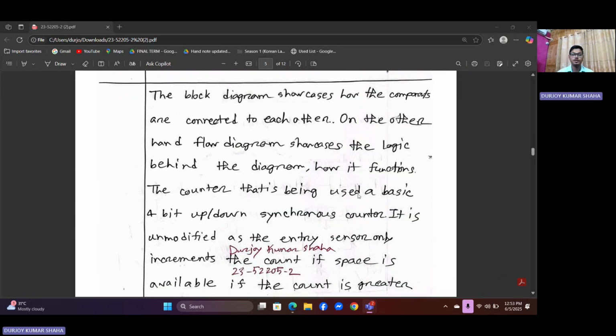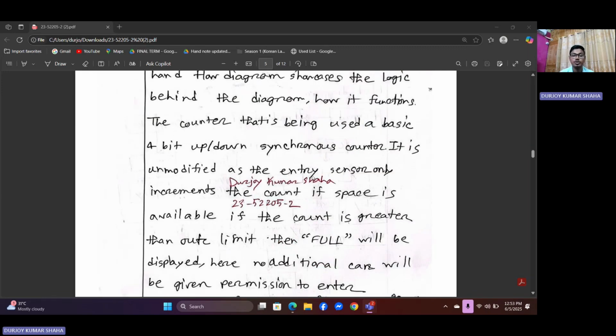This part of the explanation focuses on the technical functioning of our parking system using both the block diagram and circuit diagram. The block diagram shows how all the components are connected, like the keypad, sensor, counter, timer, and display unit. It gives us an overview of how the system is structured. The flow diagram, on the other hand, explains the logic behind the process, how the system responds when a car enters or exits, and how it decides when to show full or space available.